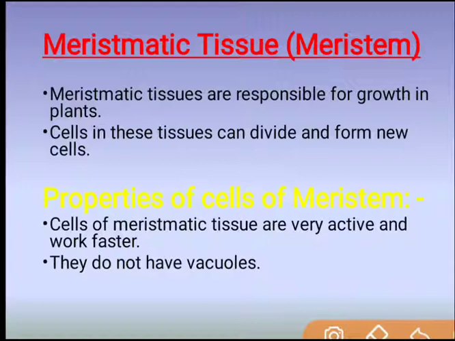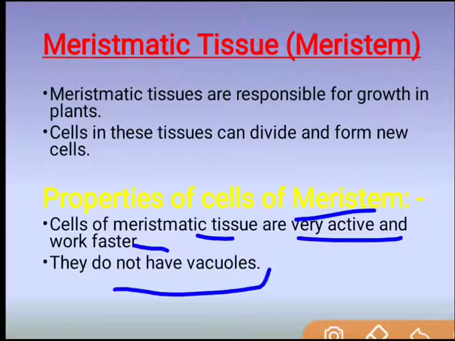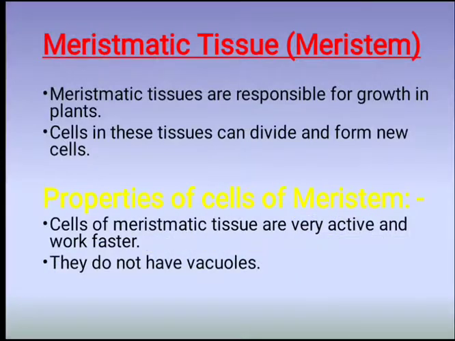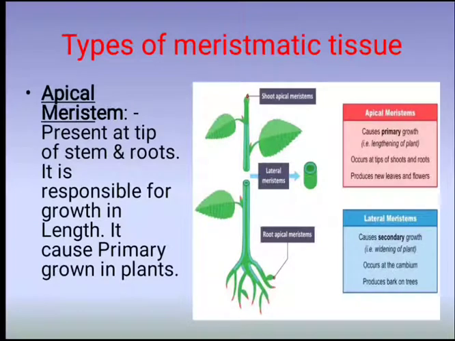Now what are the properties of the cells of meristems? The cells of meristematic tissues are very active and work faster. They are very active cells, and they do not have a vacuole. They do not have a vacuole because they have to divide continuously, so they don't need vacuoles for that. Fine. So now, the types of meristematic tissue.